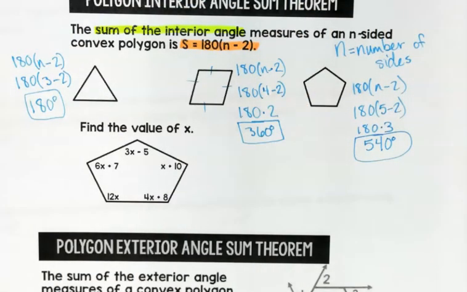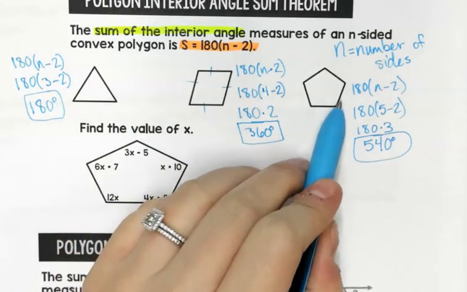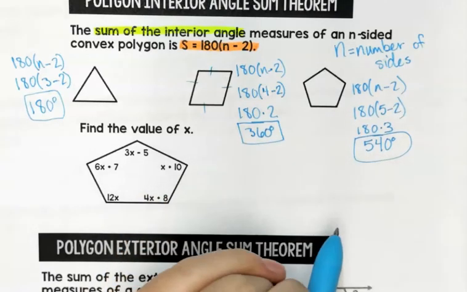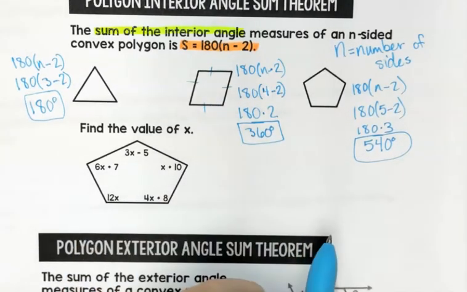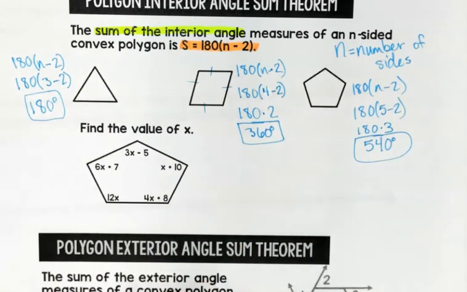Okay, and hopefully you paused it and you got the same answer of 540. But that is just the gist of it. That is the sum, meaning I take all of these angles and I add them all up together and I get 540 for a pentagon, 360 for this quadrilateral, and 180 for this triangle.